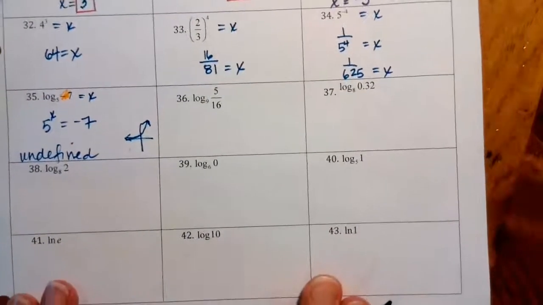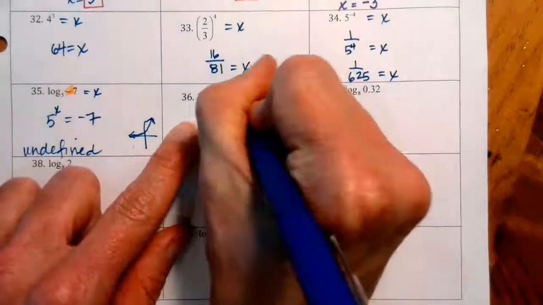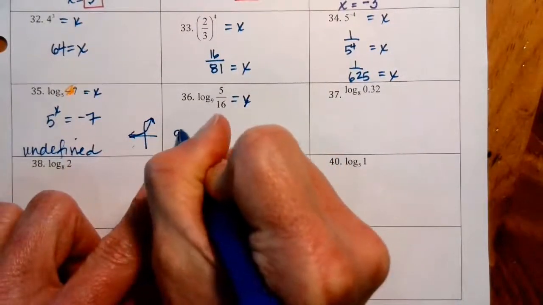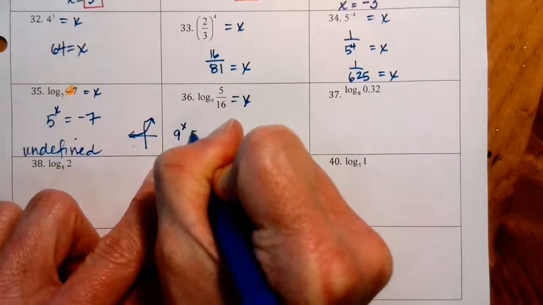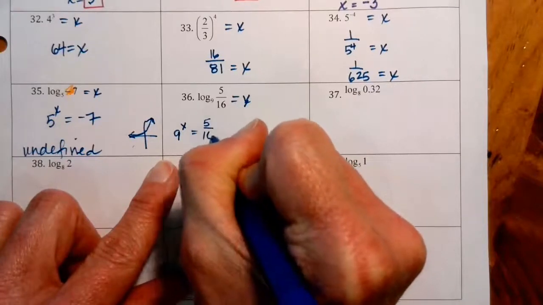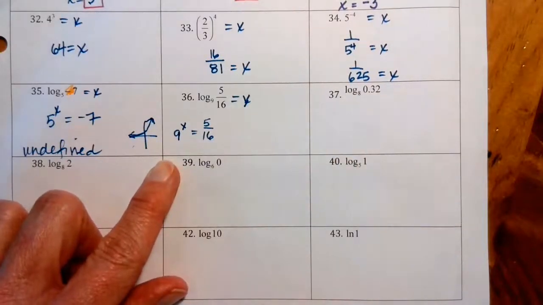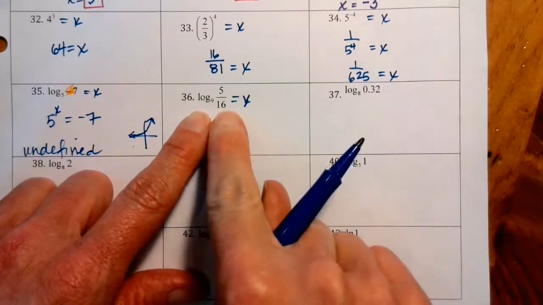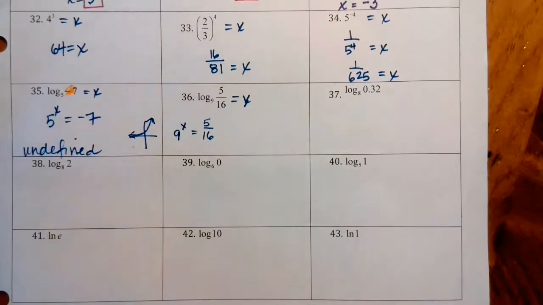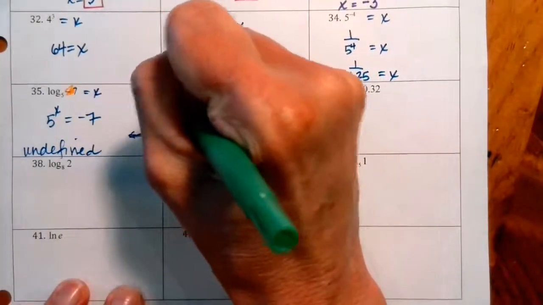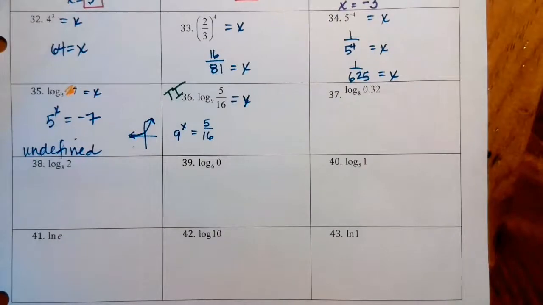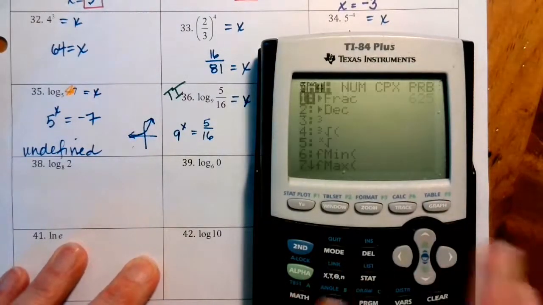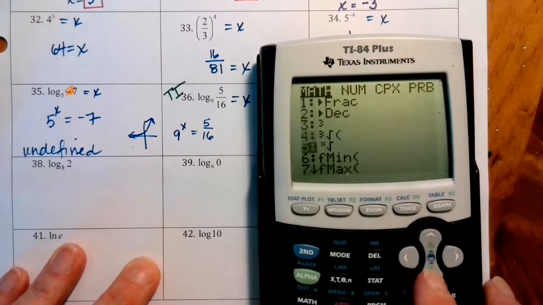All right, let's talk about this one. If I put an x here, like something I'm solving for, then I can say 9 to what power is equal to 5/16. So guess what? We're out of our friendly numbers. We don't know. So this is one that we're going to have to use either Desmos or the TI graphing calculator. So let's see which calculator I grabbed today, whether I have my old one or my new one.